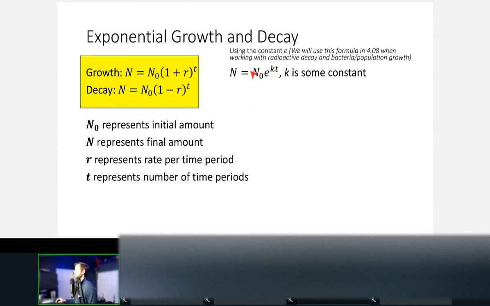This formula right here, we're going to use in 4.08 when talking about radioactive decay and bacteria or population growth. Similar to this, and as far as I know, you can actually use these, at least for growth or decay, interchangeably. You're going to have slightly different numbers, but this is another formula to represent exponential growth and decay. And in 4.08, we'll talk about that.